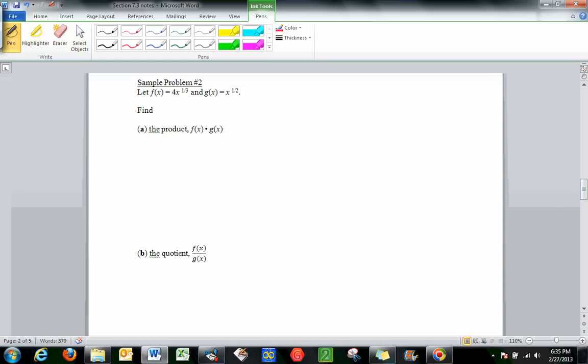So sample problem number 2, part A and part B. We define f of x, and we define g of x for you, and then we want you to find the product and the quotient. So go ahead and pause the video and work on those two problems at this point.